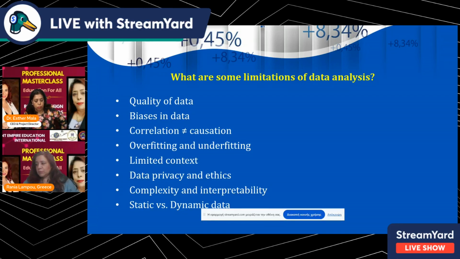Complex models like deep learning can be difficult to interpret, so stakeholders might find it hard to trust or understand results. So that is the question of complexity and interpretability. Static versus dynamic data: because data often represents a snapshot in time, real-world conditions can change quickly. Models may become outdated if data is not updated regularly.